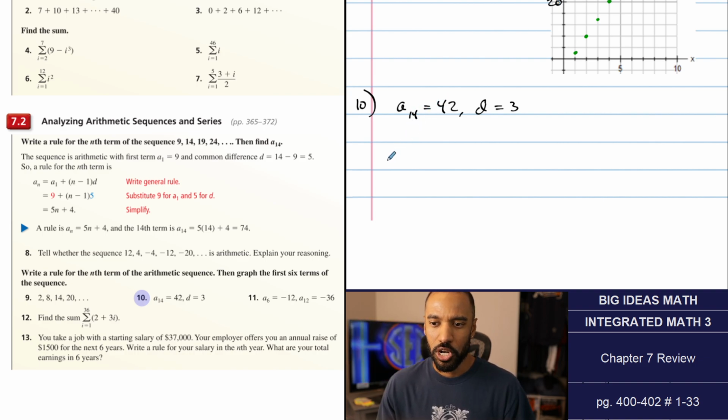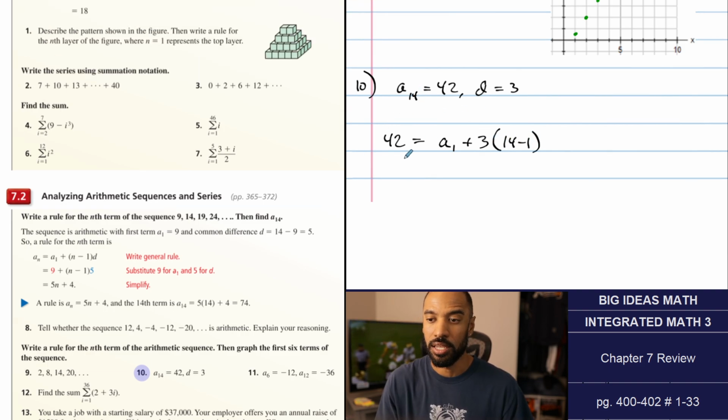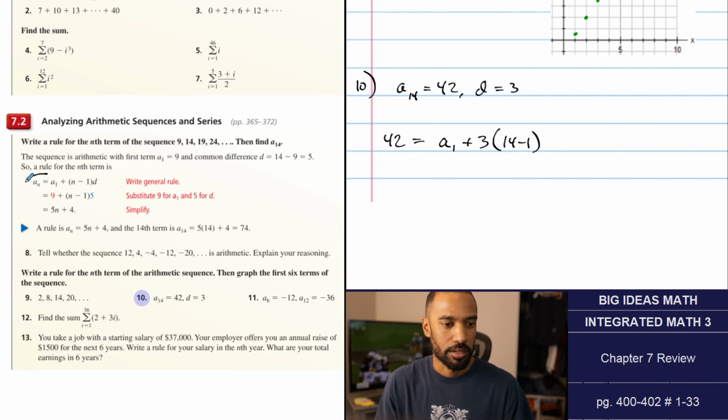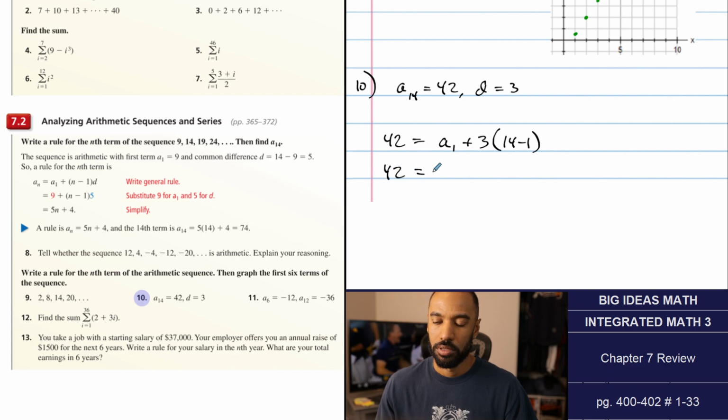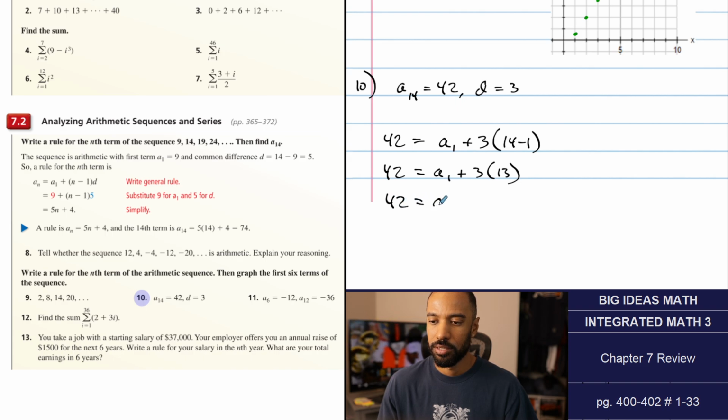We have the 14th term. So the 14th term being 42, that's born from taking the unknown first term that we have, plus the common difference times n minus 1. And 14 minus 1 is what we have there. We're using this formula right here, but we're using it to solve for the first term. That's what we need for our rule. First term and common difference. So 3 times 13 it is. And that's 39, and you subtract 39 from both sides, you get a first term of 3.